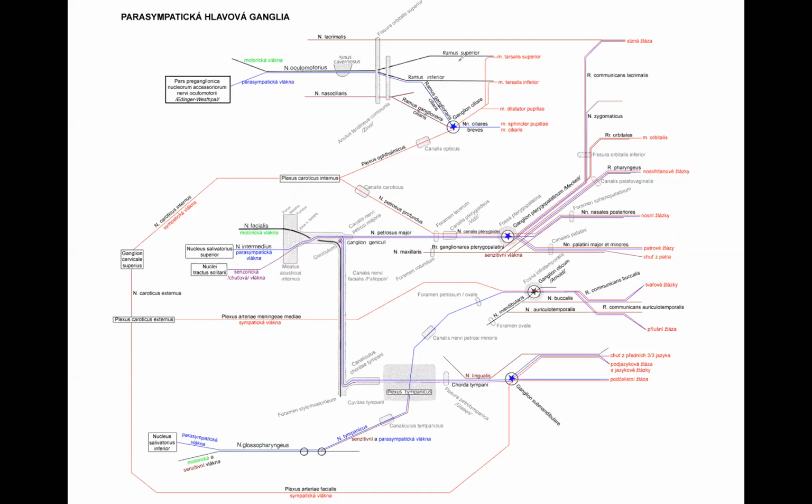Another ganglion is the otic ganglion. The otic ganglion is inside the infratemporal fossa. How do we get there? We get there from the glossopharyngeal nerve. The glossopharyngeal nerve runs through the jugular foramen, which is here.